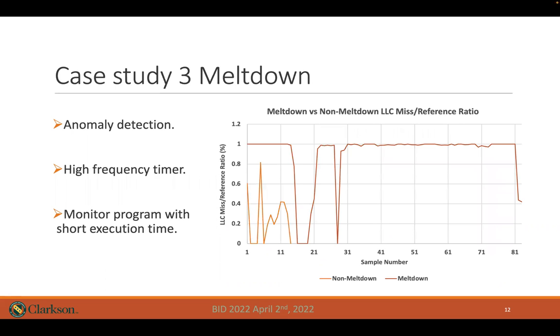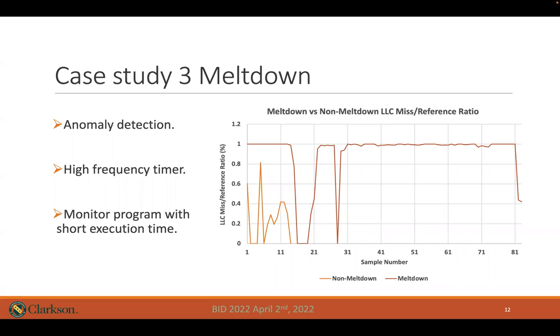In the third case study, we use K-LEB to differentiate the program behavior between benign and malicious cases by deploying the Meltdown attack. As we know, Meltdown is a cache side channel attack that allows the attacker to read values from normally inaccessible memory locations. Since the Meltdown attack mostly revolves around cache exploitation, we set up K-LEB to monitor cache events such as cache references and cache misses to calculate the cache miss to cache reference ratio.